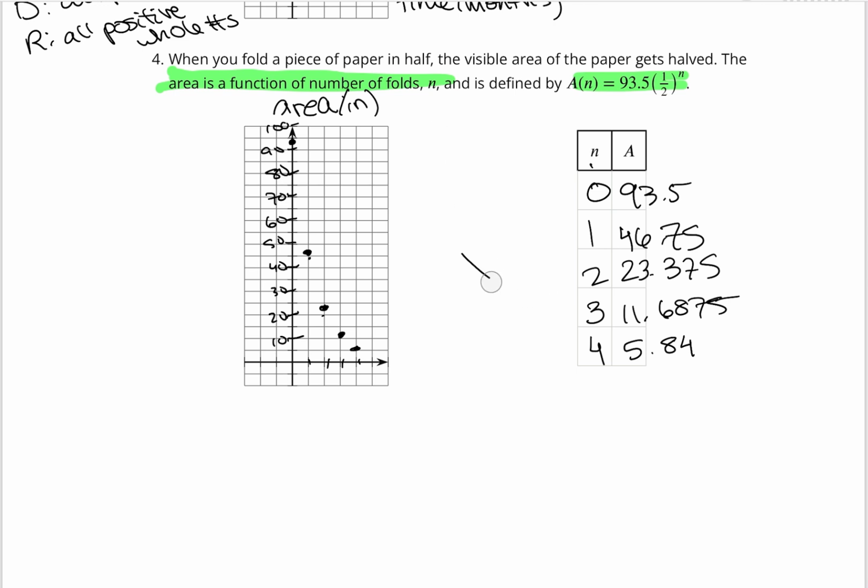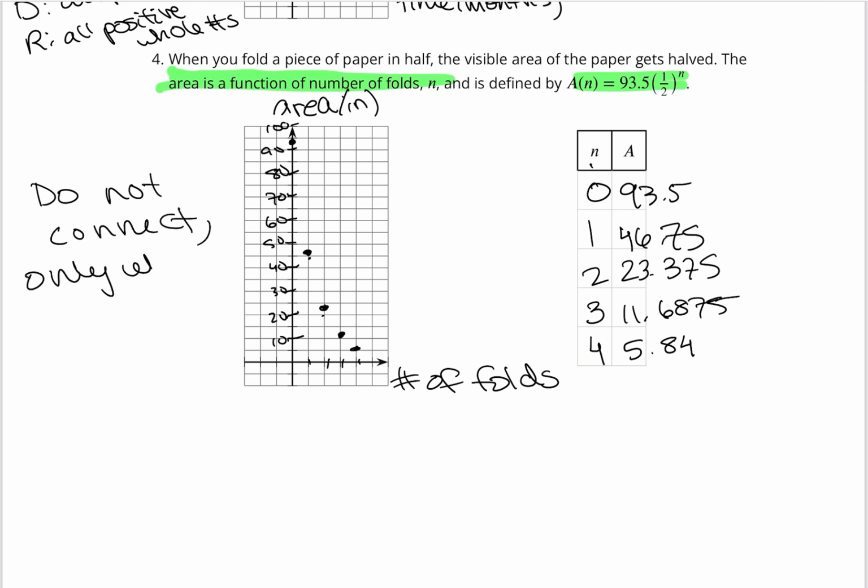And then to think about if I should connect the dots, think about your input. Would it make sense? I forgot to label the input. This is number of folds. Would it make sense to have a partial number of folds? No, it would not make sense. So do not connect the dots, because you can only have a whole number of folds. It's either folded or it's not. So the possible domain is all positive whole numbers.